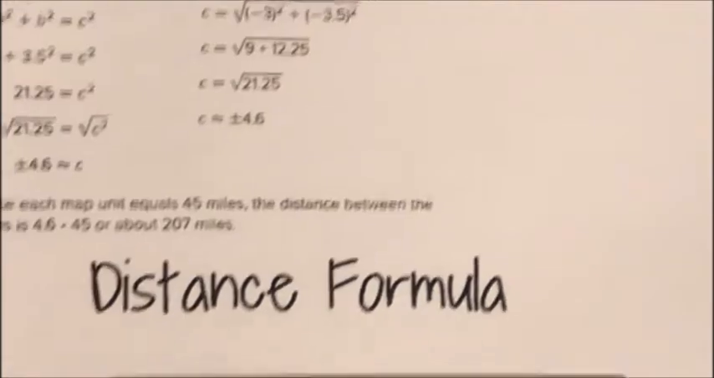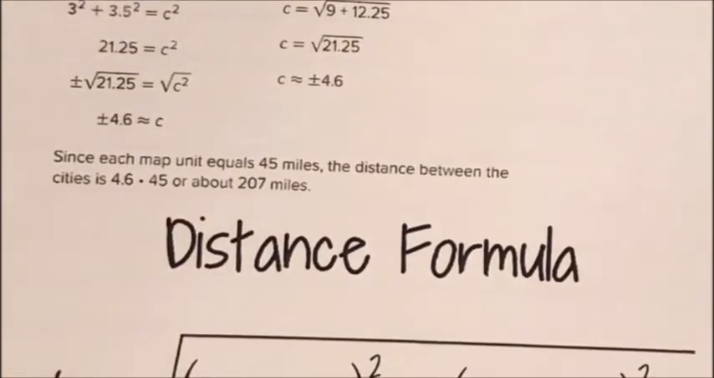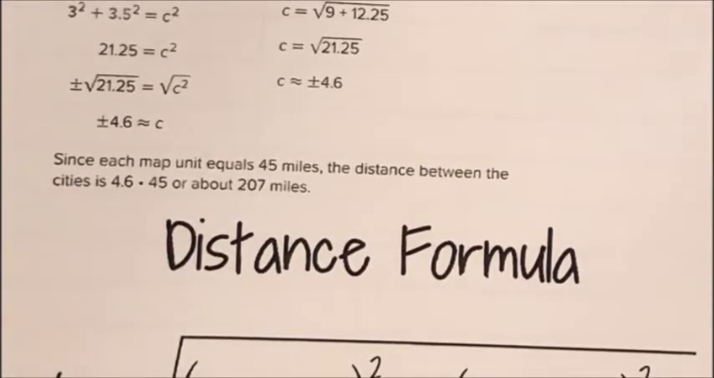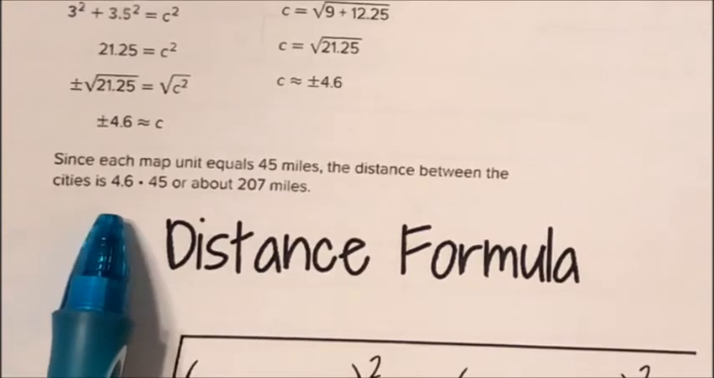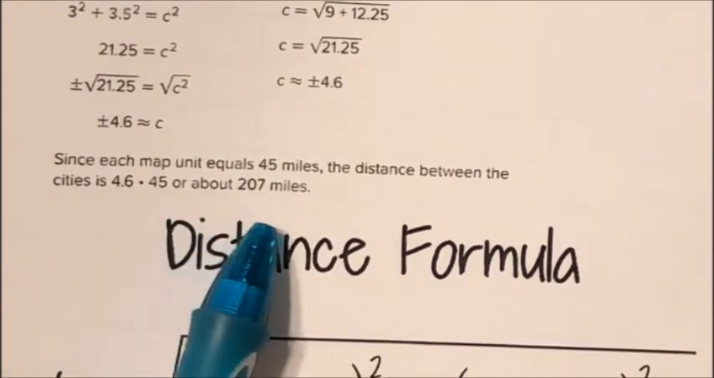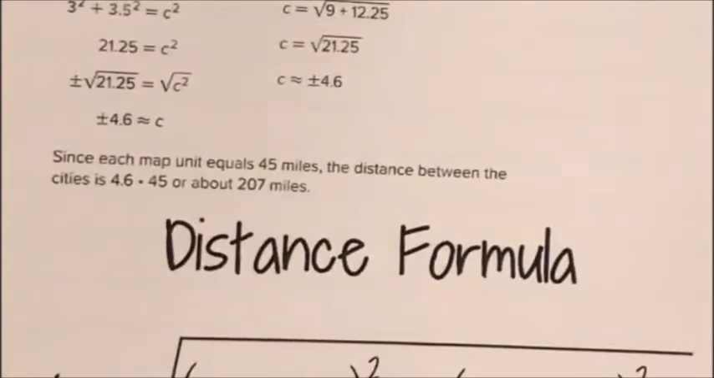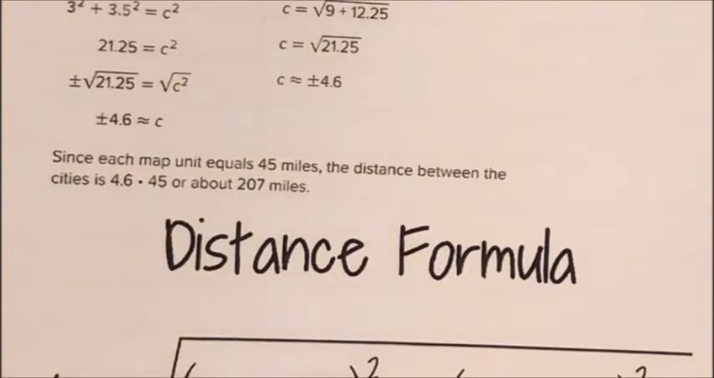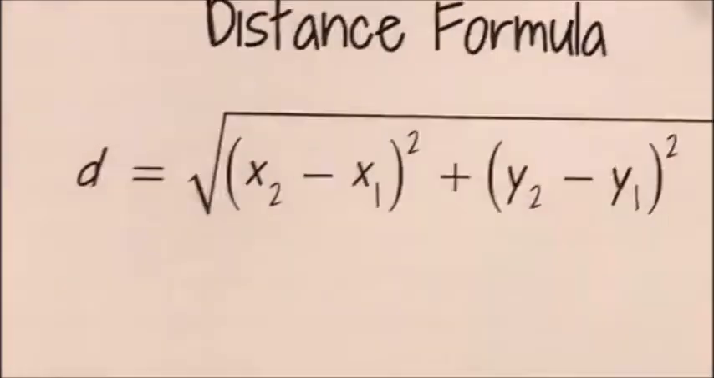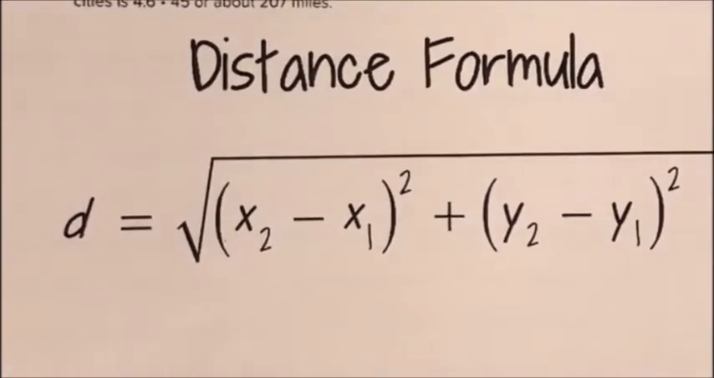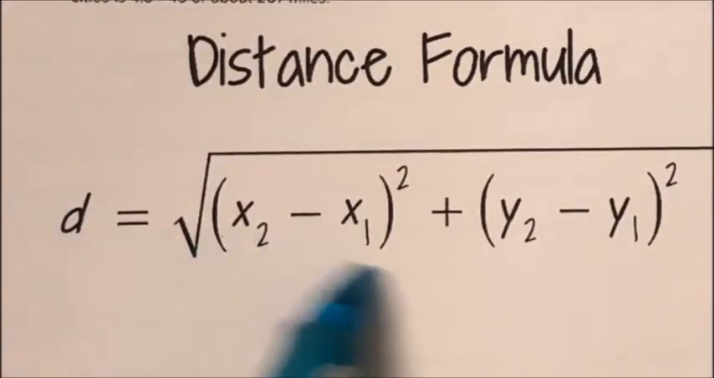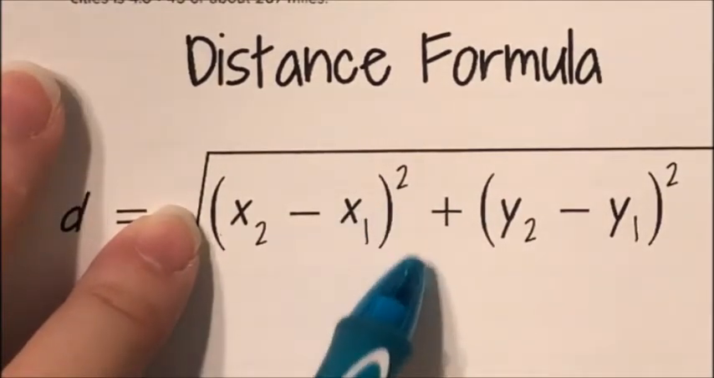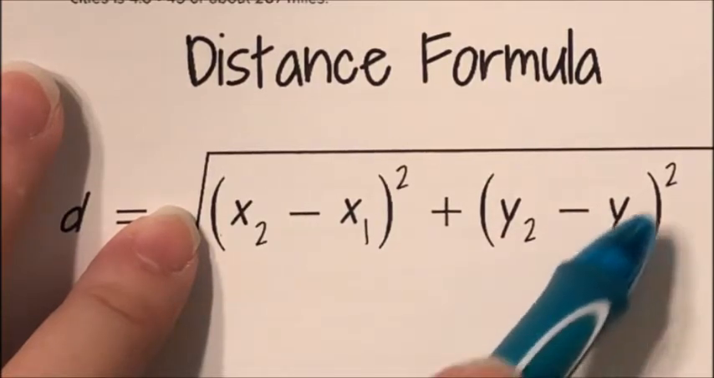So either method, since each map unit equals 45 miles, the distance between the cities is 4.6 times 45, or about 207 miles. Notice whichever method I use, I will still get the same answer for c. So this is what is commonly known as the distance formula. D, distance, equals the square root of the quantity (x2 minus x1) squared plus the quantity (y2 minus y1) squared.